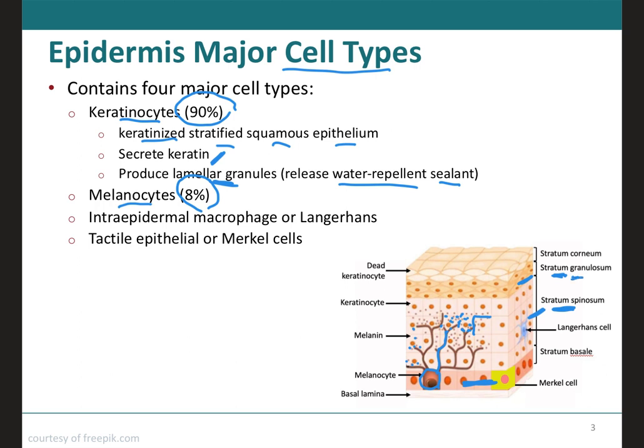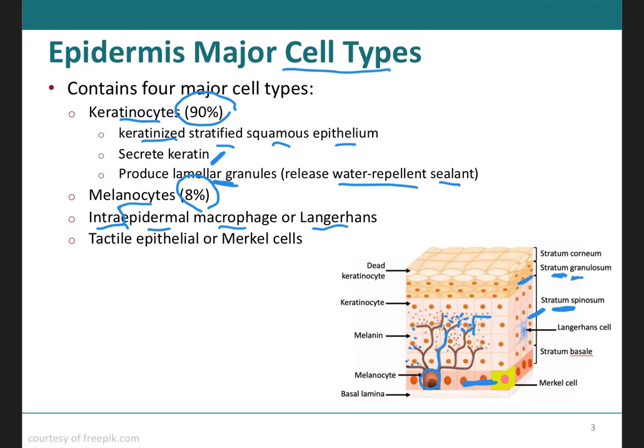Next, we have what we call the intraepidermal macrophage. Intra means inside, so inside the epidermal, or also known as Langerhans cells. They will arise from red bone marrow, and then they will migrate to the epidermis, where they will constitute a small fraction of the epidermal cells.